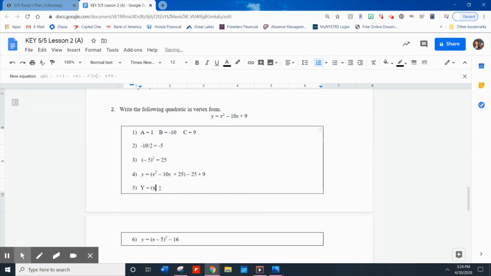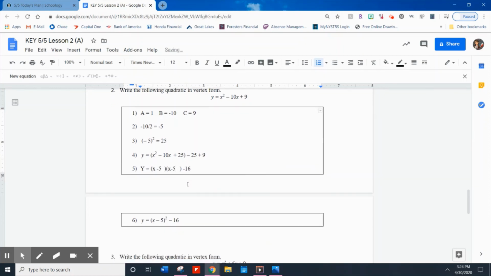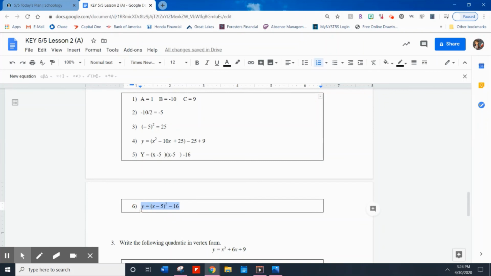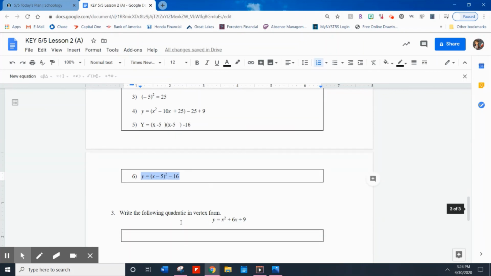So we're going to have x minus, and then x minus, and then negative 25 plus 9 gives me negative 16. And factors of 25 that add to 10 are 5 and 5. And hopefully you can see how that converts to the vertex form below.